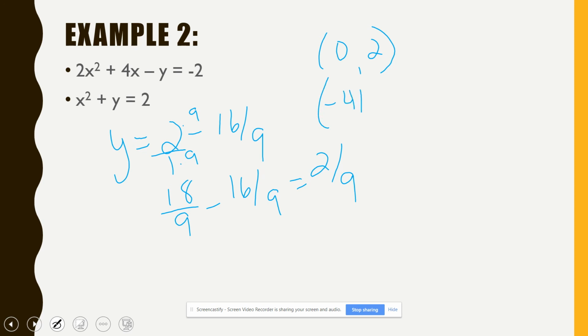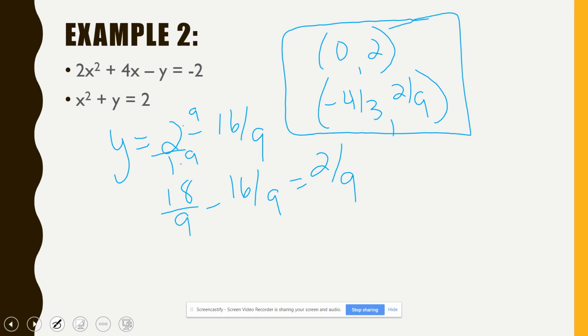So we have negative 4 thirds, positive 2 ninths. And these are the two solutions to our system.